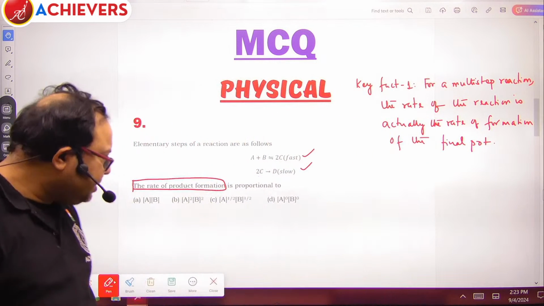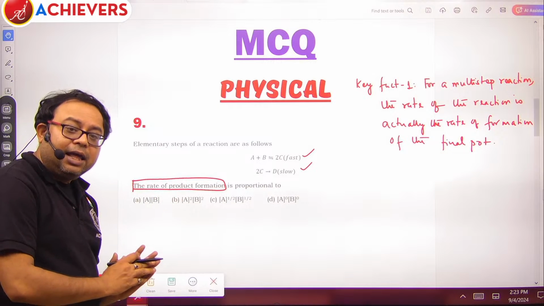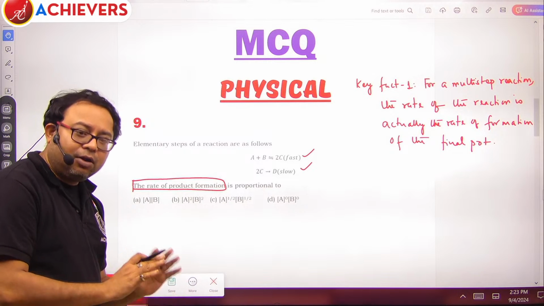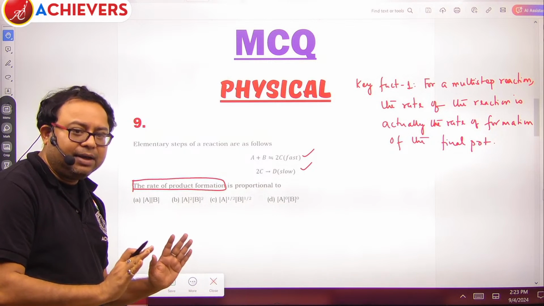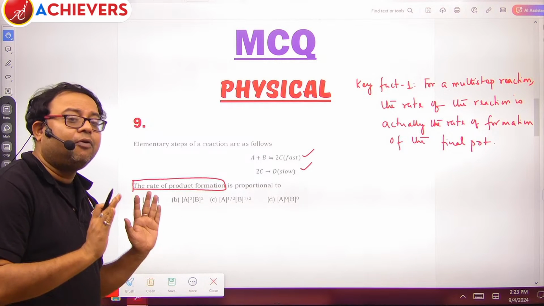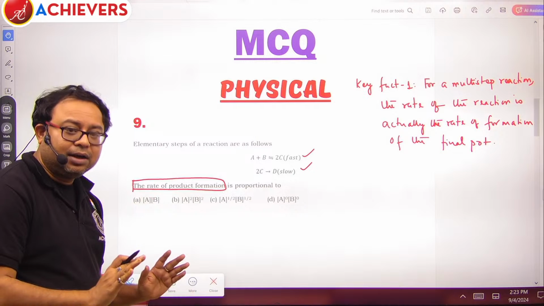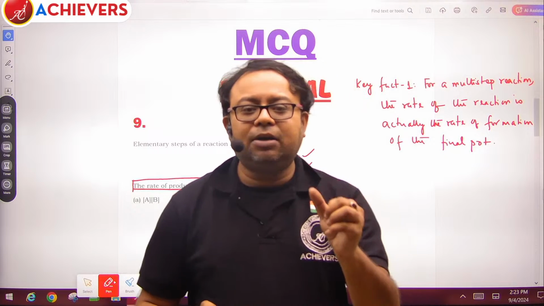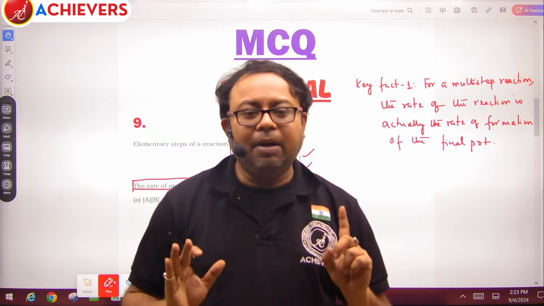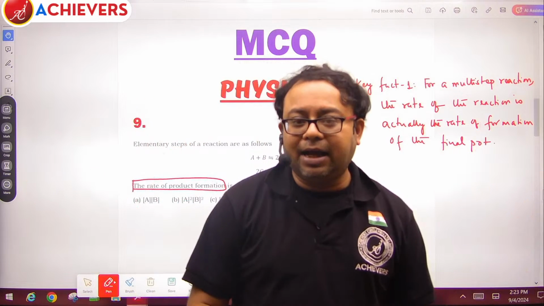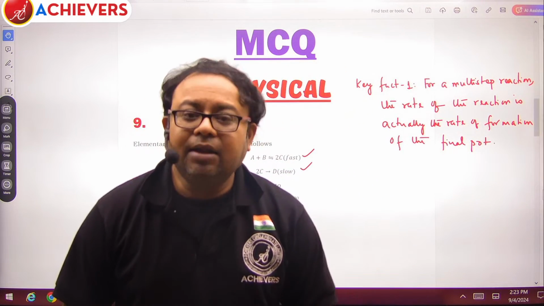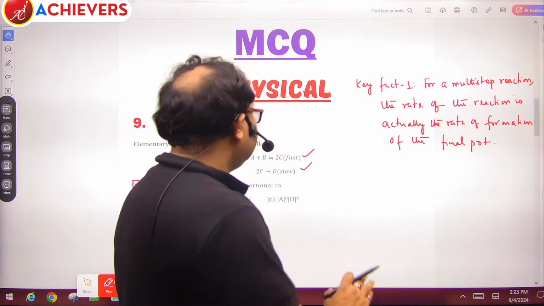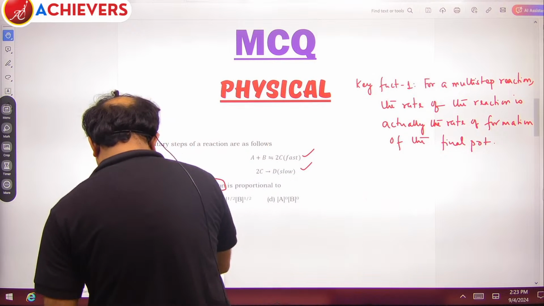In this particular case, it is given the rate of product formation. Even if it is not given in the question paper, if it is given the rate of the reaction, then also you have to keep a certain thing in mind, that the rate of the reaction is understood to be the rate of formation of the final product if the reaction is a multi-step reaction. So, for any multi-step reaction, the rate of the reaction is nothing but the rate of formation of the final desired product. Okay. So, this is key fact 1.